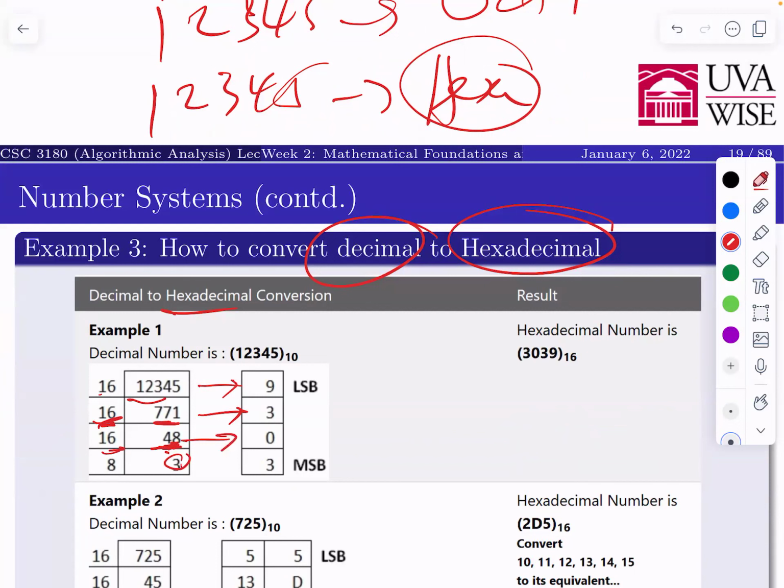When you divide 3 by 16, it is impossible. Just pick it, because this is smaller. The 3 is smaller than 16. Just assume your remainder is that 3. Then you read from bottom up so that you have 12345 base 10 is what? 3039 in base 16.